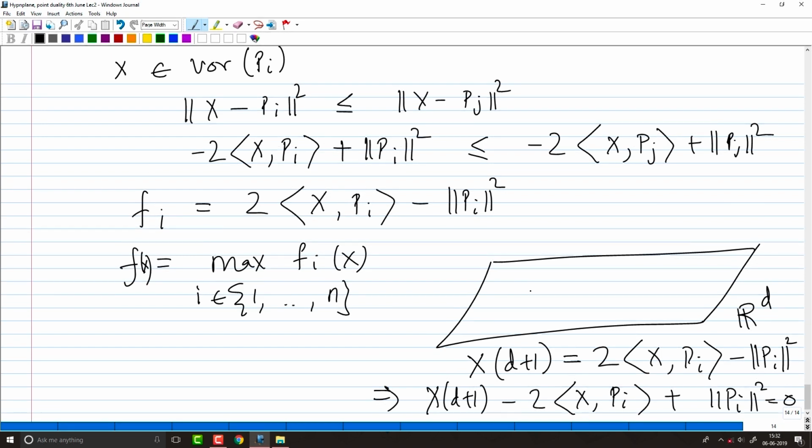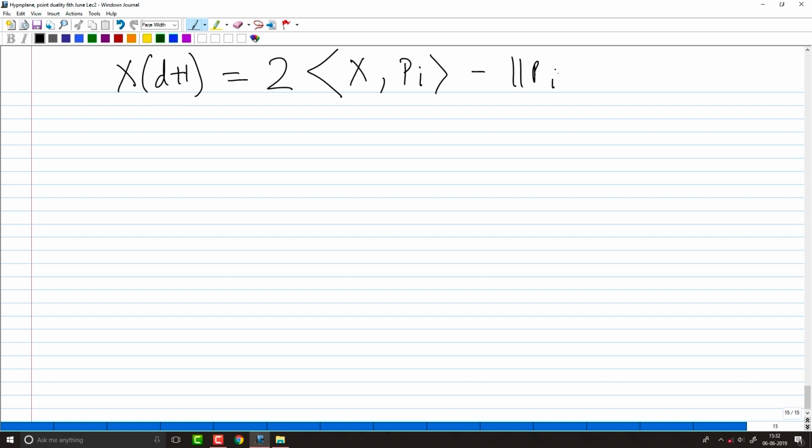If I have a point in R^d, where does that point go to? Let me do it on the next page. Okay, so let's do it again. What was I trying to do? I was saying x_{d+1} is equal to f_i, which is x·p_i minus ||p_i||^2. So this will give me non-vertical hyperplanes, right? And what am I trying to maintain for these non-vertical hyperplanes? Lower envelope.